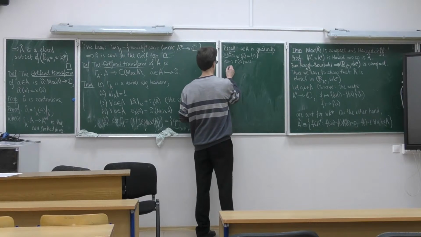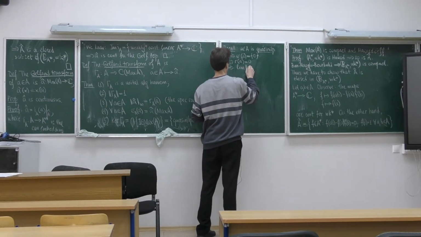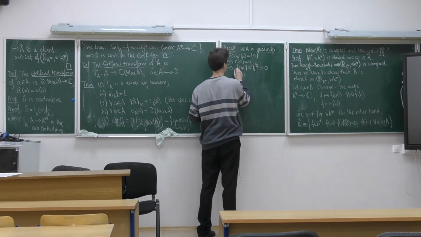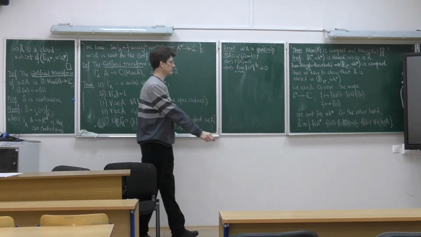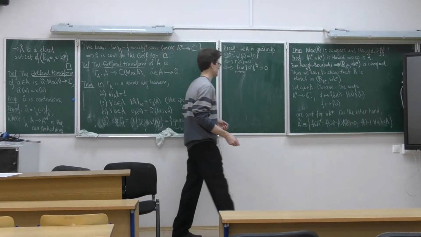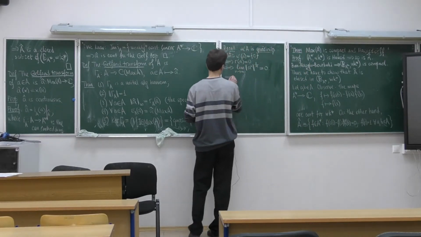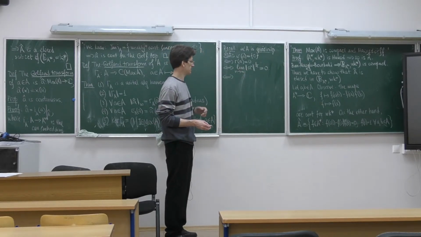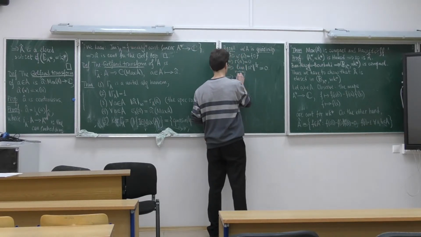And by the Beurling-Gelfand formula, this means that the following limit is 0. So maybe even more explicitly, this means that the norms of the powers of A decay faster than any geometric progression.